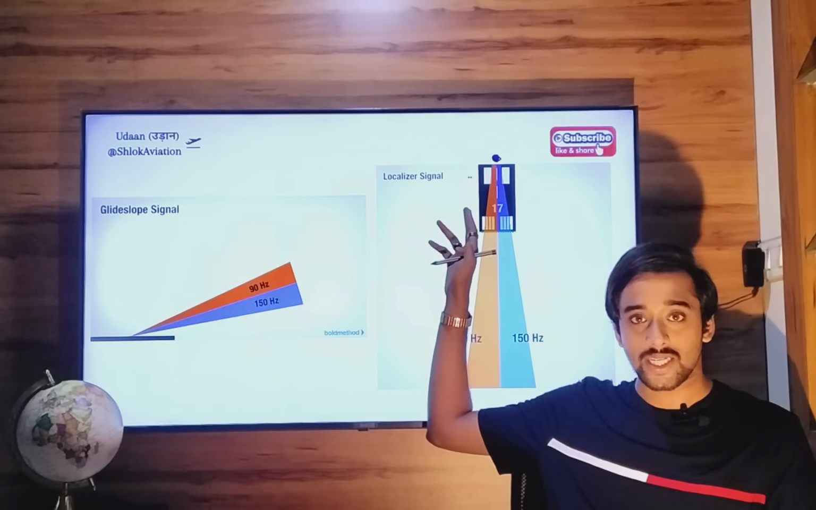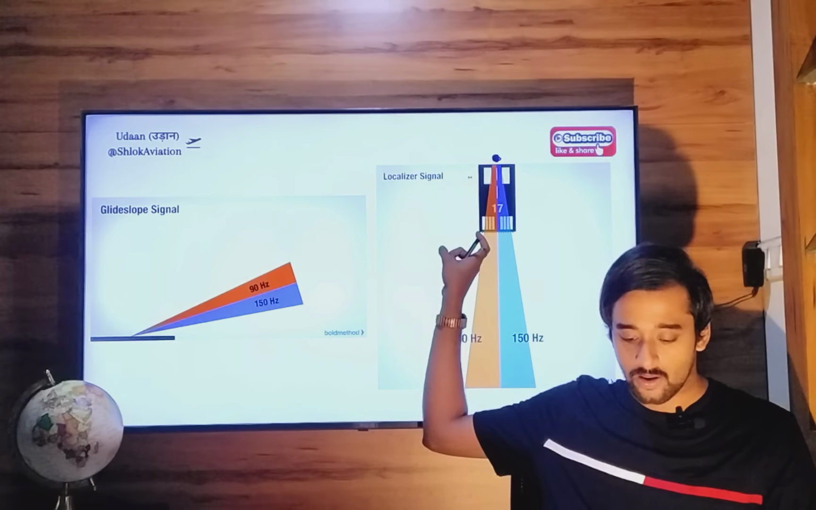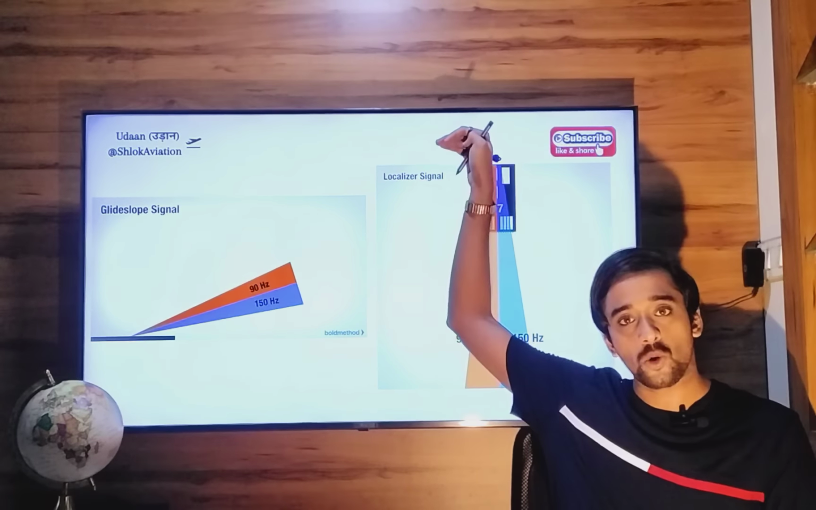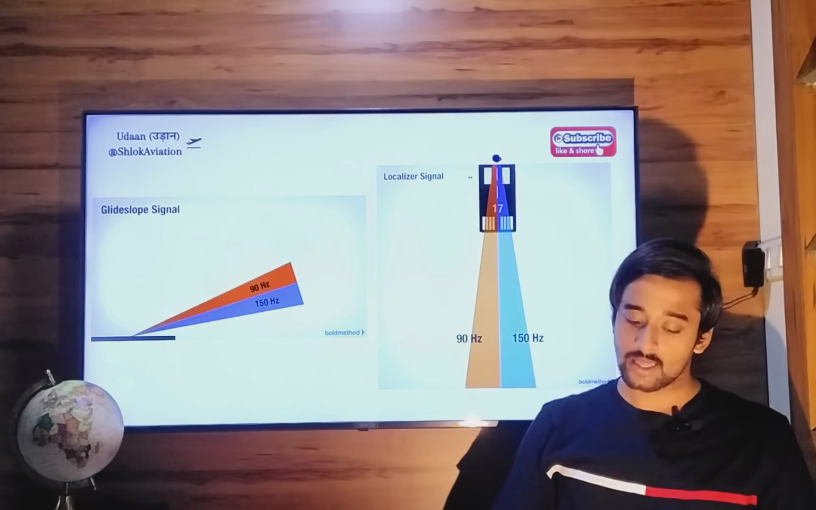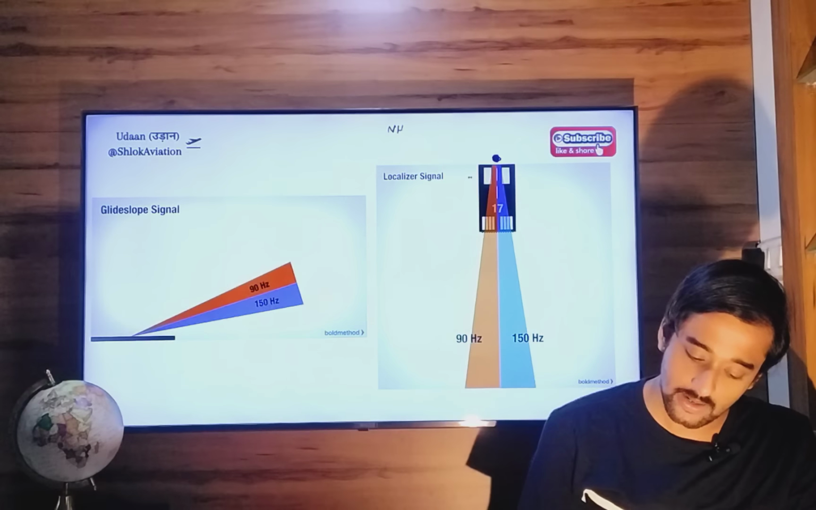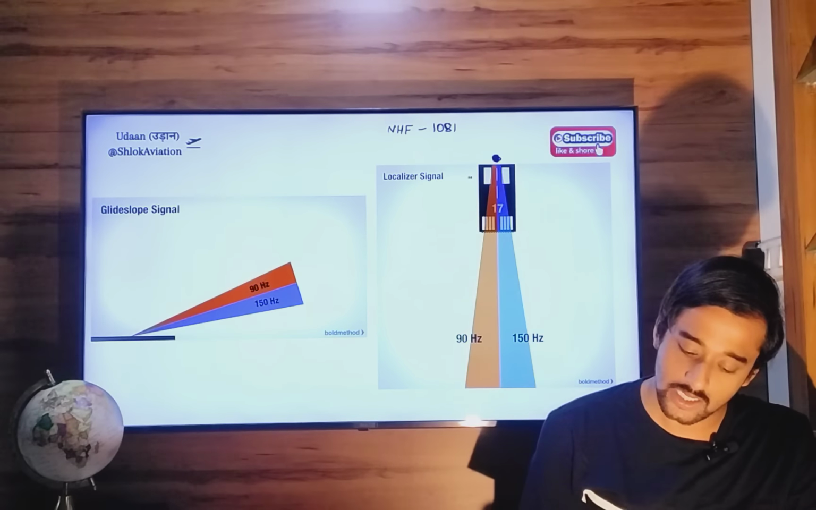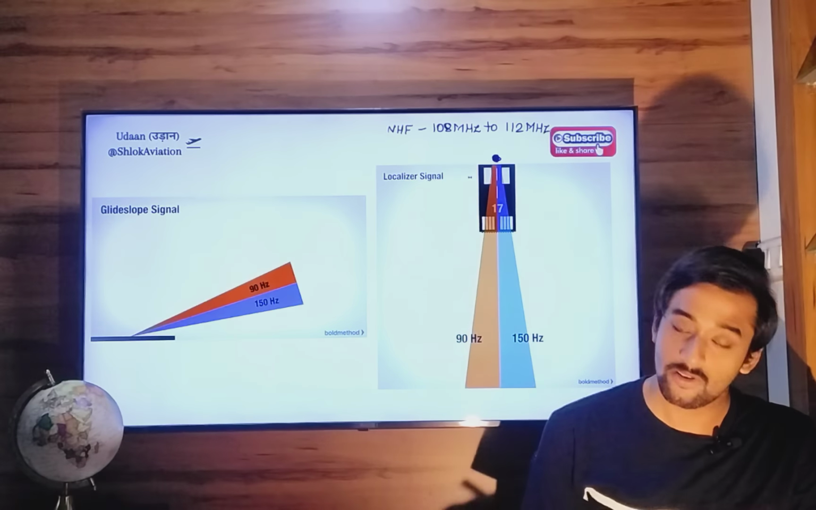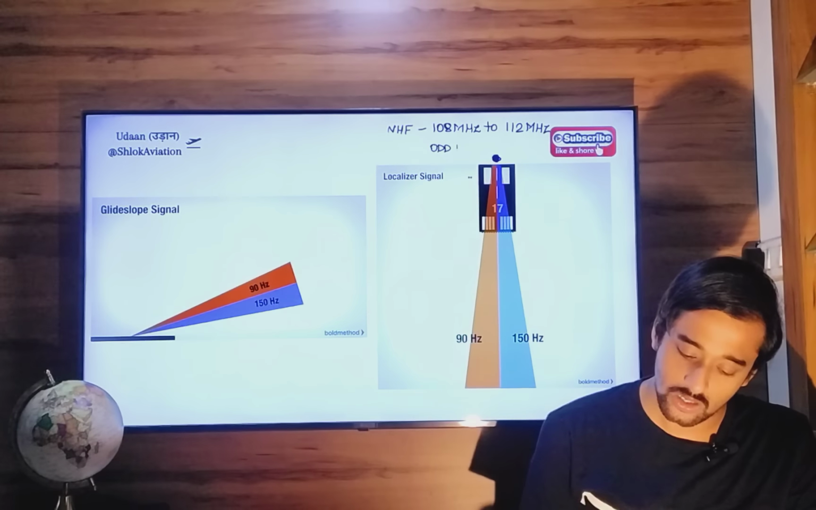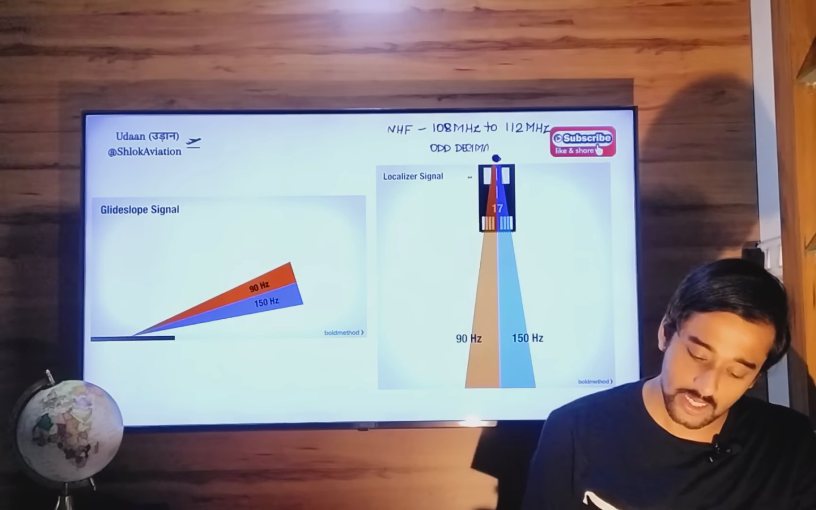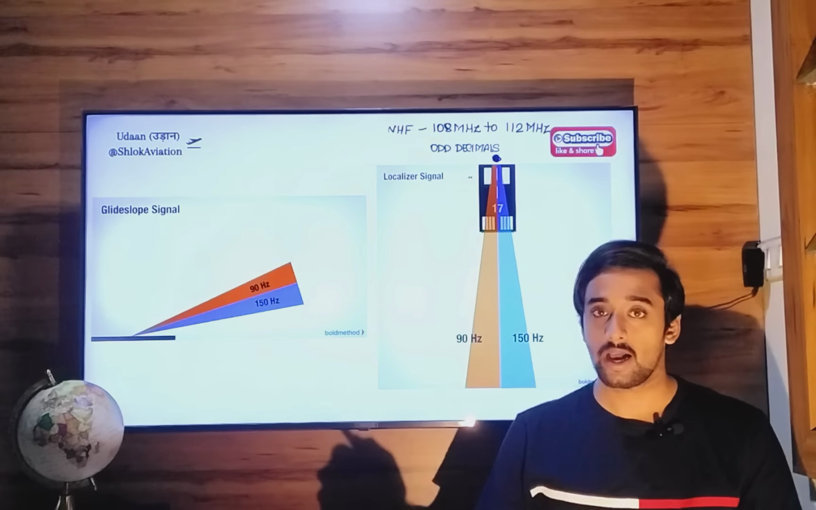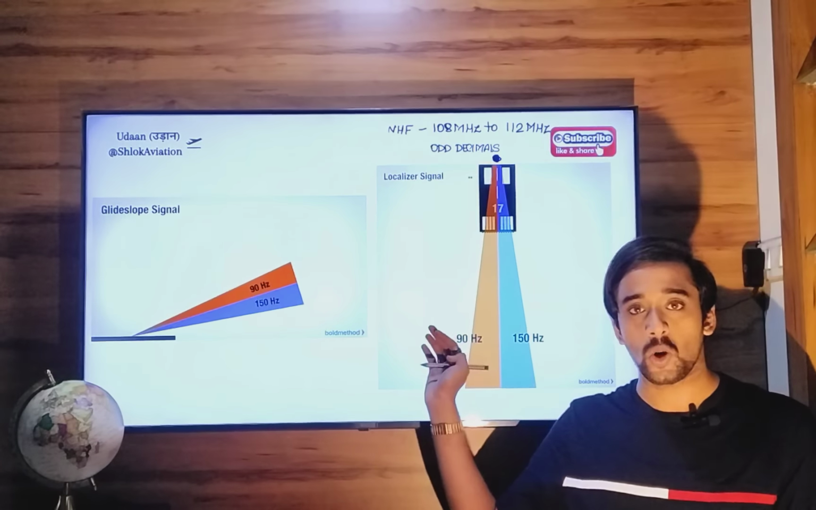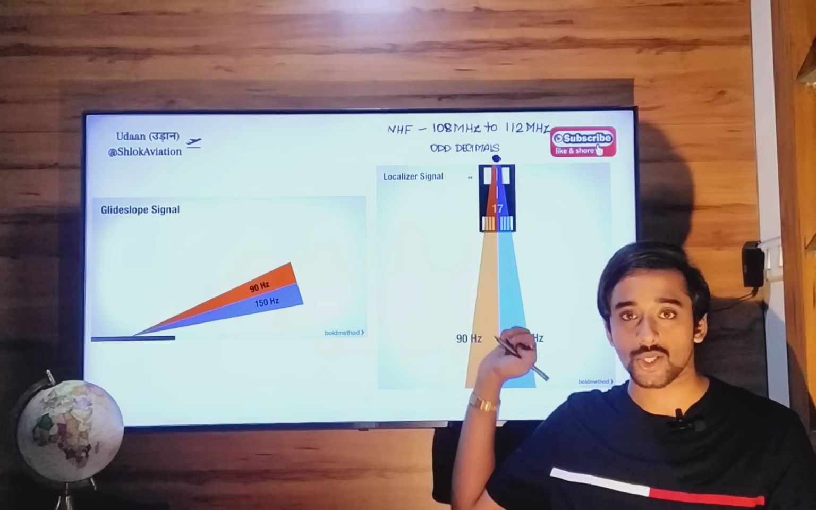So the localizer aerial for this particular runway, runway 17, will be situated on the opposite end, near runway 01. This localizer operates in the VHF band between 108 megahertz and 112 megahertz. All frequencies have odd decimals, right? This is the next important point. And this frequency is amplitude modulated. We have two lobes, 90 hertz left hand side, 150 hertz right hand side.